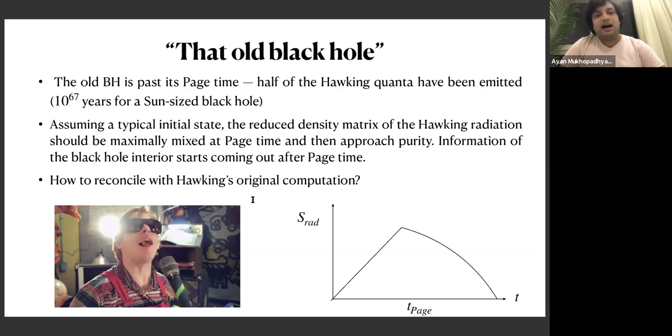But this is very hard to reconcile with Hawking's original computation, because in his original computation, this radiation is thermal, and the time evolution is not unitary. So the entanglement entropy will simply grow and then saturate instead of coming down. So we need to understand how Hawking's computation can still be correct, and we can still have some curve like this.